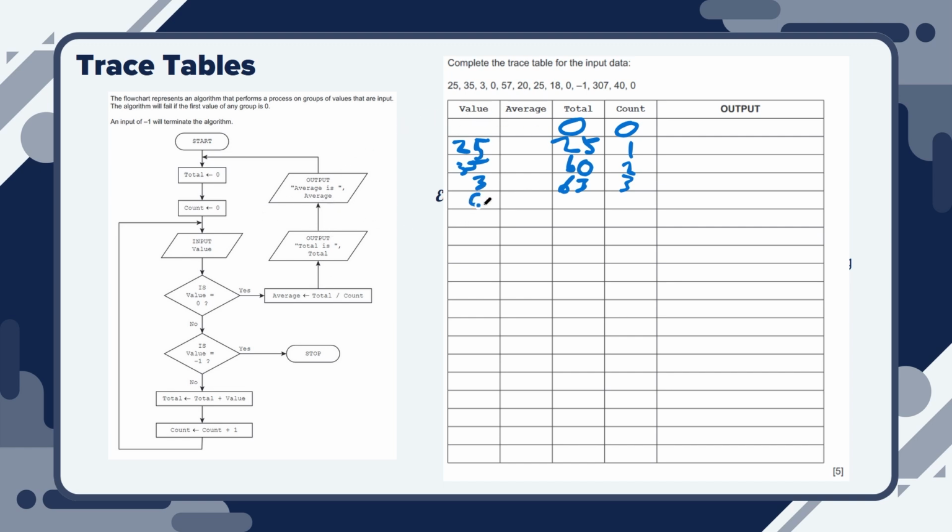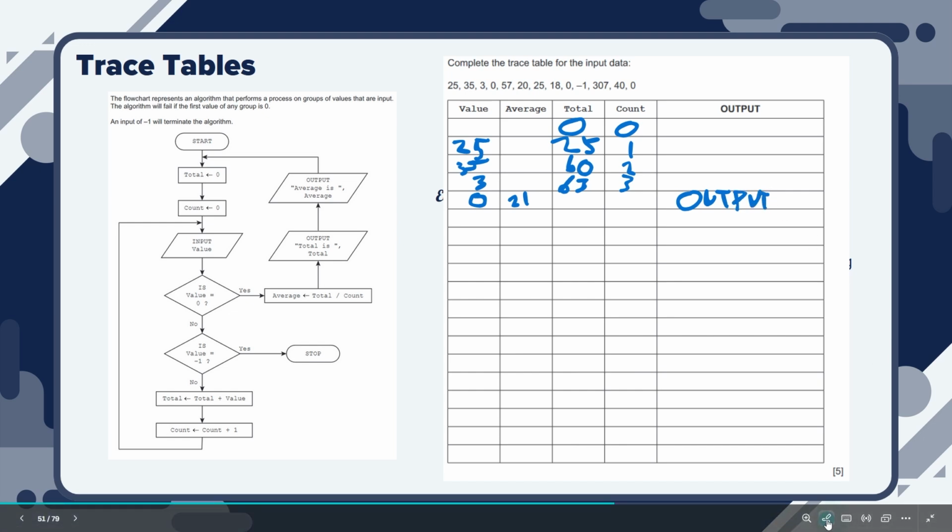So 0. Average is now calculated. 63 divided by 3 is 21. And you don't have calculators in this exam, so yeah, good luck with that. Then it outputs the total and outputs the average. So output, no, it doesn't output the word output. What am I doing? Oh, sorry.